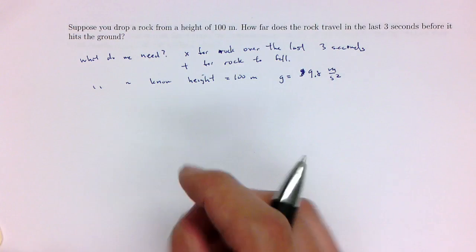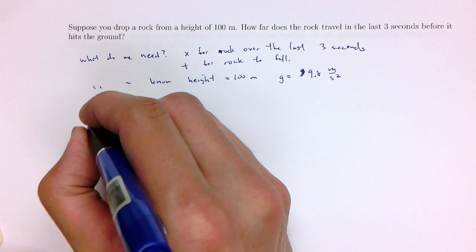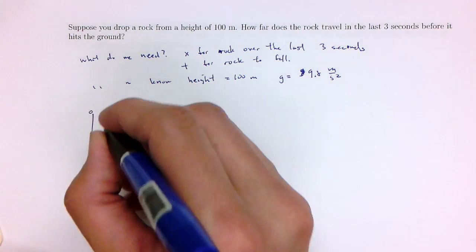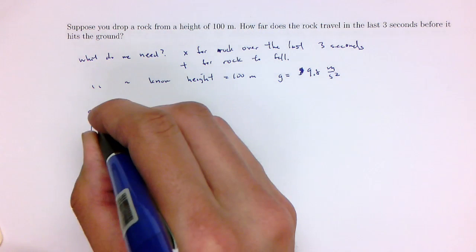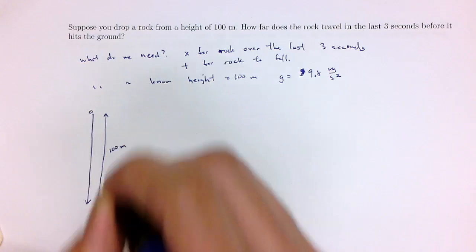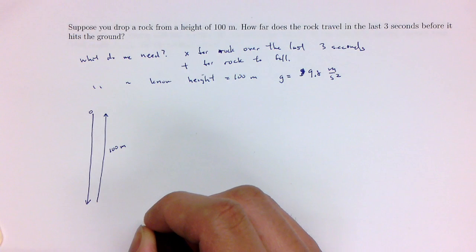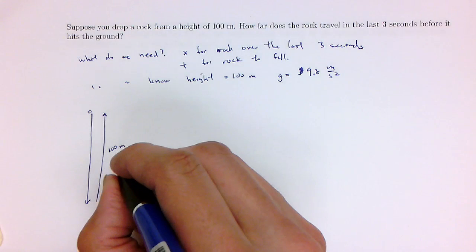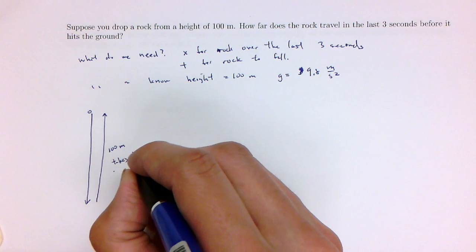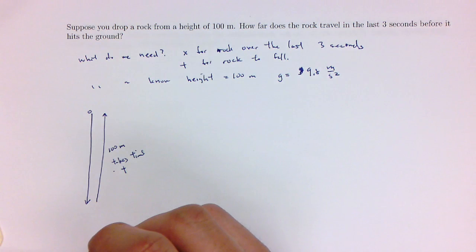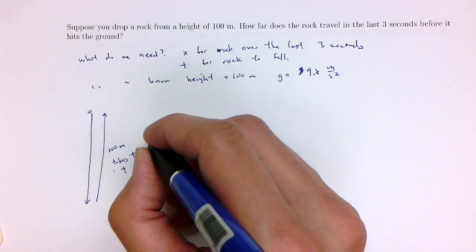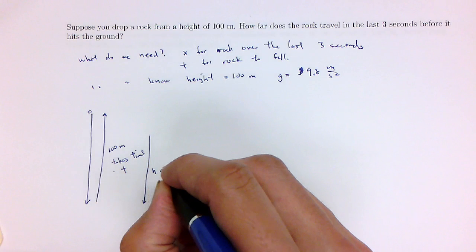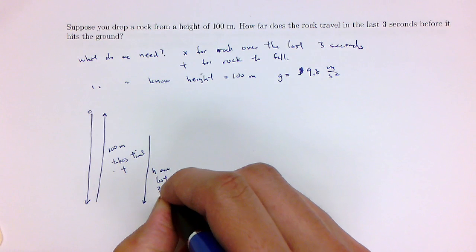Okay, so let's draw a picture of this. The rock will fall from this height. This height right here is 100 meters. Now, this will take a certain amount of time to fall, so it takes time t. And we're just concerned about basically the last 3 seconds. So this is the height it goes over the last 3 seconds.